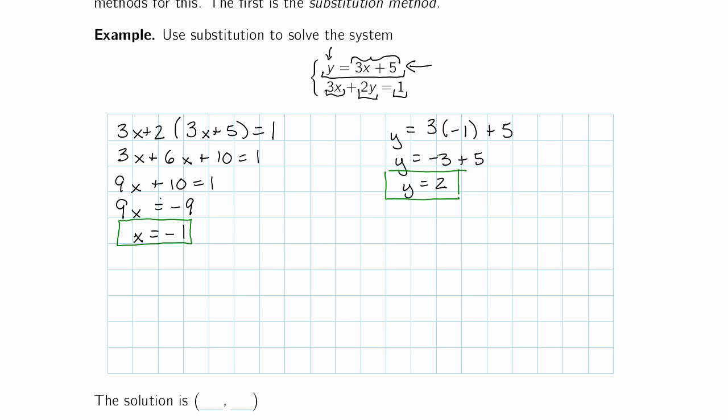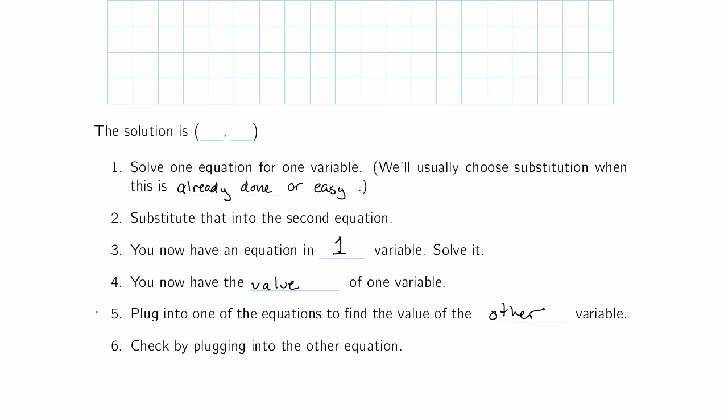Now, this process is not difficult, but it is time-consuming and error-prone. So once we find our solution, we should check our solution. And fortunately, that's very easy to do. Whichever equation I just used to find the second value, I'm going to plug my values into the other equation.